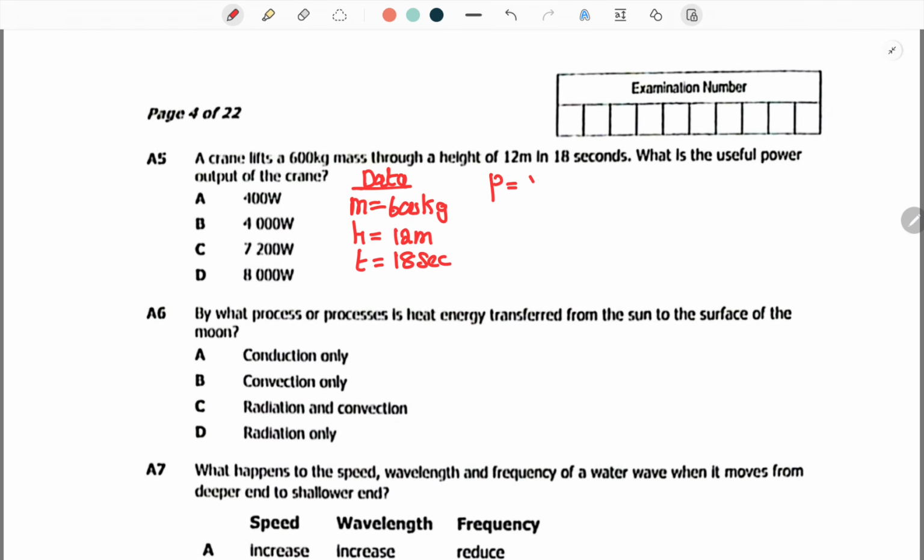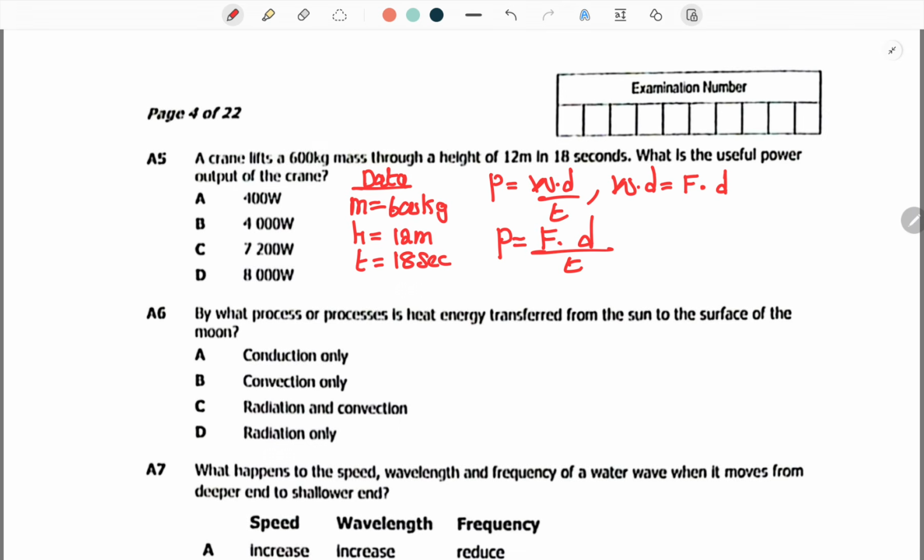Now, power is equal to the work done over the time. But remember that work done is equal to force multiplied by distance. Force multiplied by distance, that's the work done. So, we are going to test what we have. Power is going to equal the force multiplied by the distance over the time.